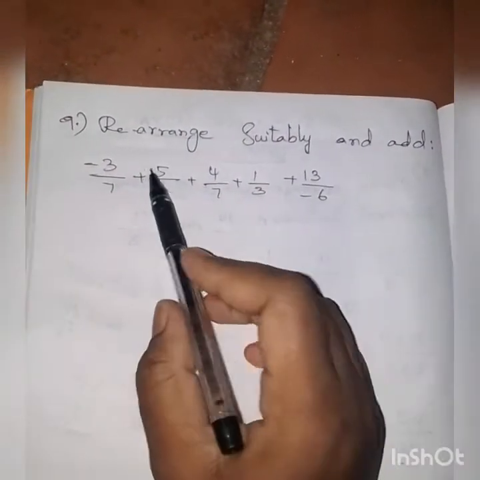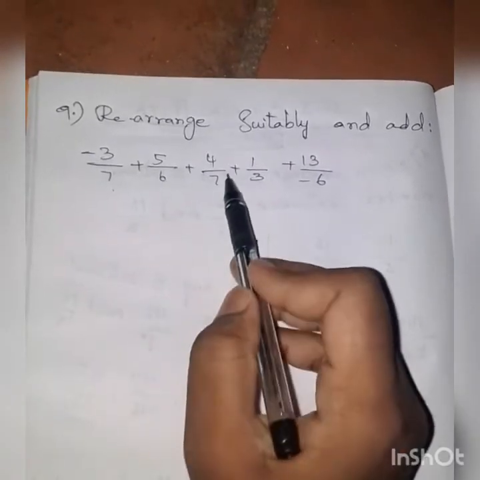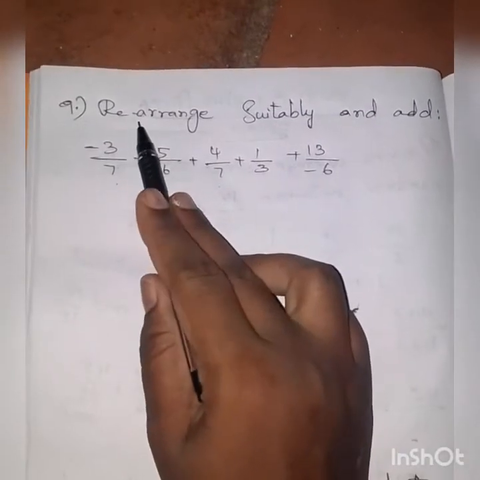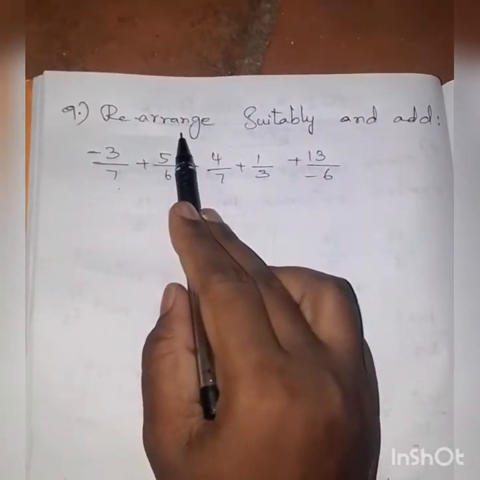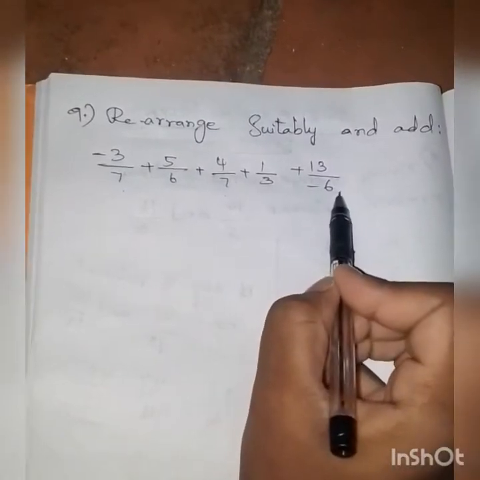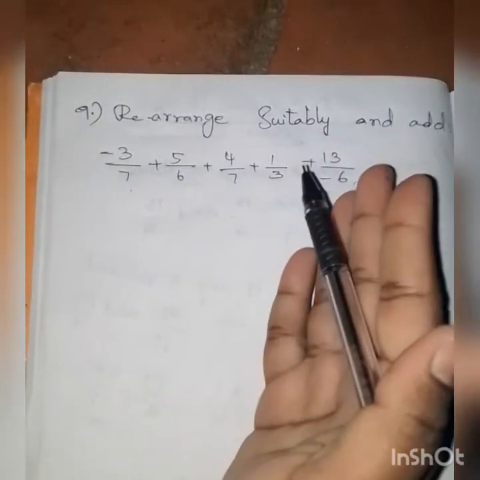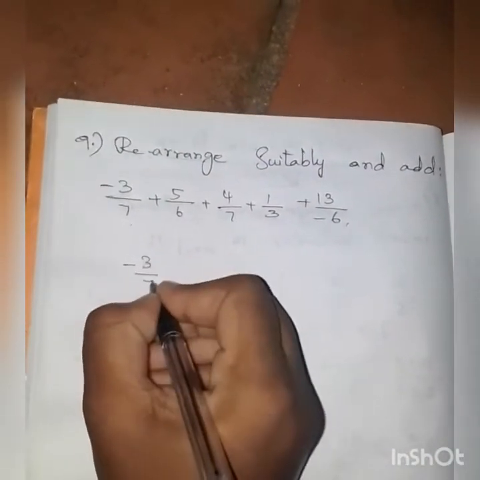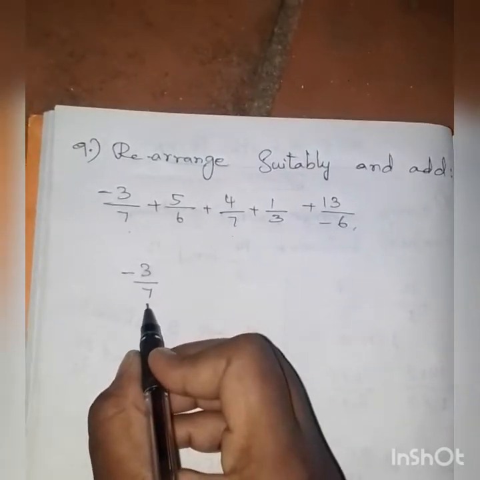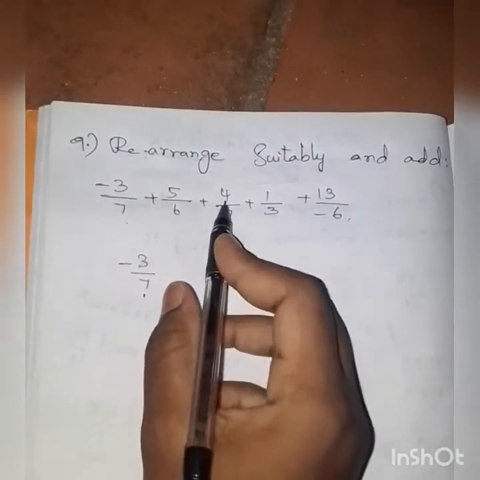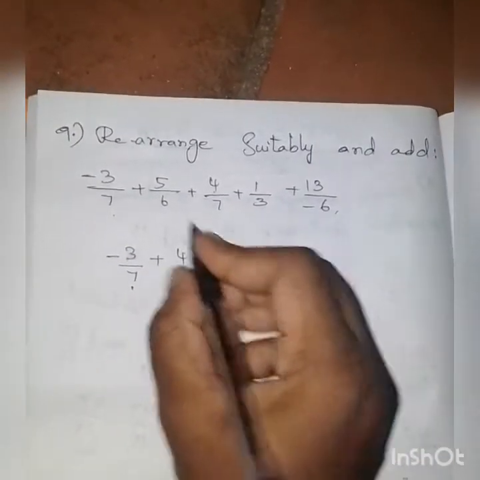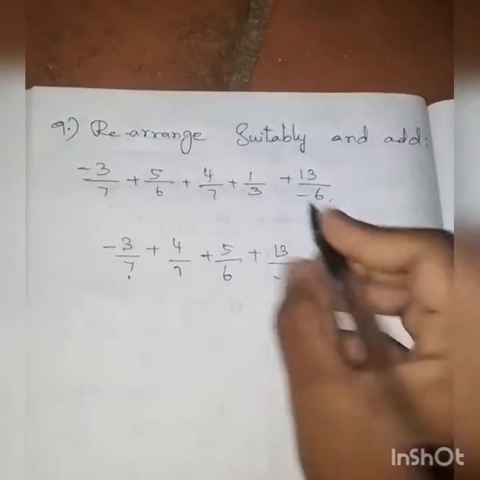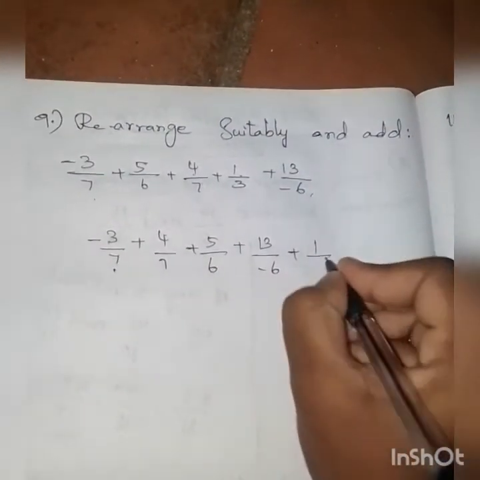Rearrange suitably and add: minus 3 by 7 plus 5 by 6 plus 4 by 7 plus 1 by 3 plus 13 divided by minus 6. What are they asking? They are asking us to rearrange. How we are going to rearrange is, look at all the denominators. If you are getting the same denominator, first pick out all the same denominators, then write the separate one. Minus 3 by 7. For which number do you have the same denominator 7? Plus 4 by 7, again plus 5 by 6, plus 13 divided by minus 6, then the remaining last value is plus 1 by 3.